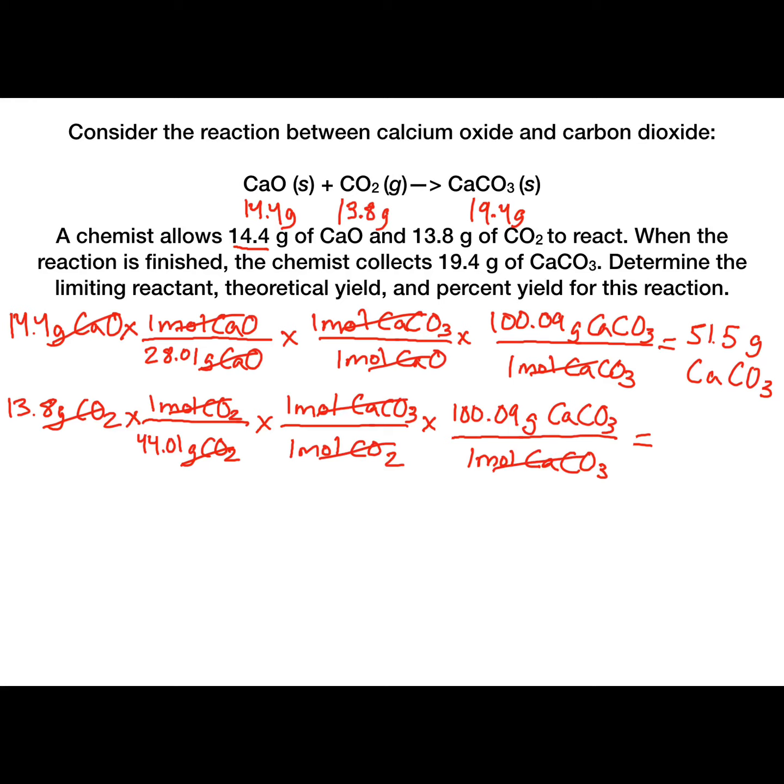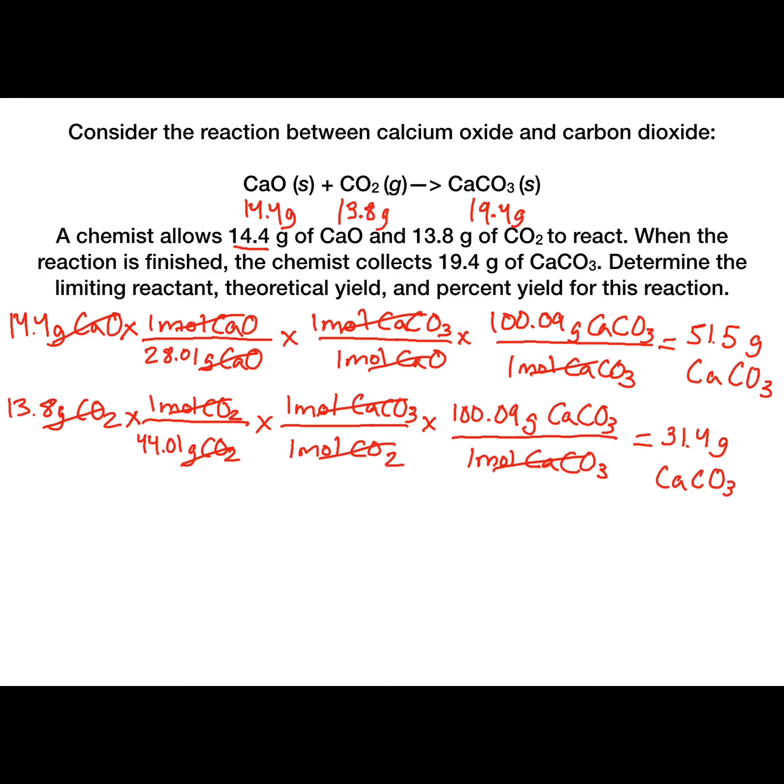Okay, so we plug this into our calculator, 13.8 times 100.09 divided by 44.01, and we get 31.4 grams of our calcium carbonate.